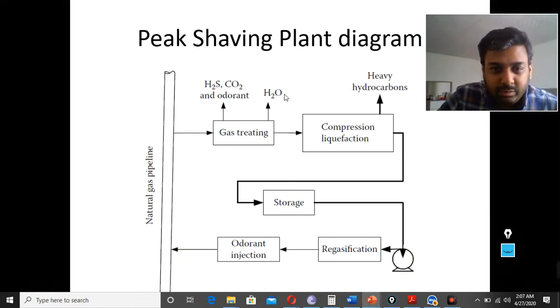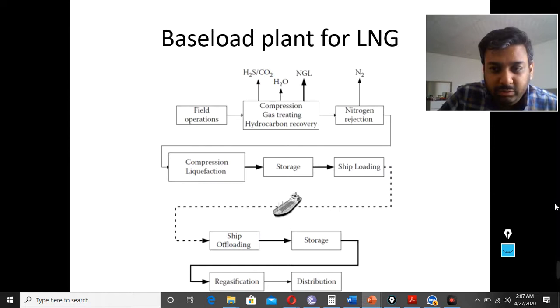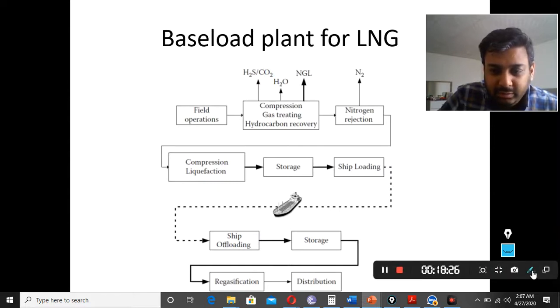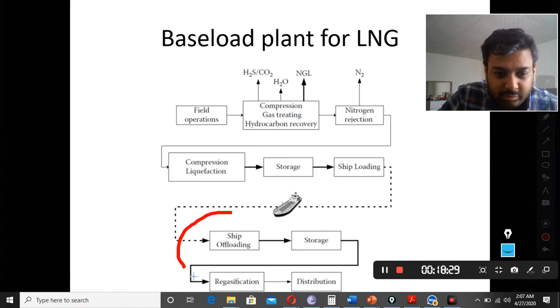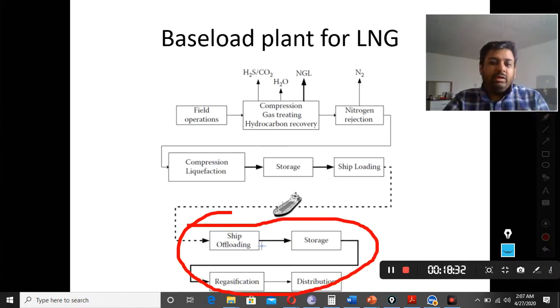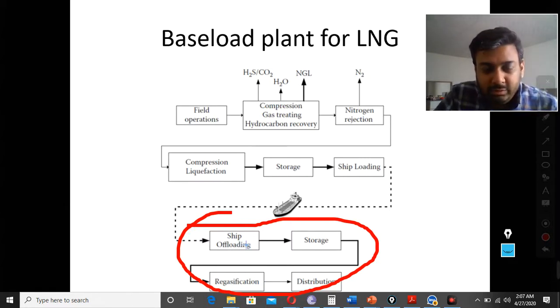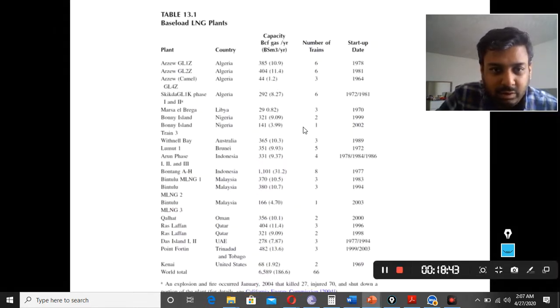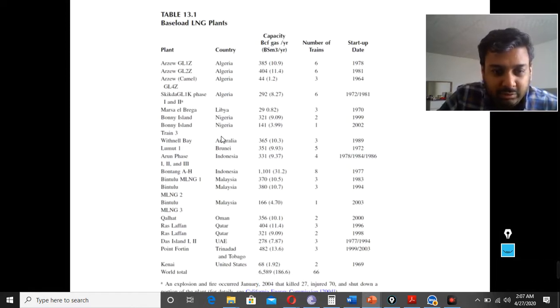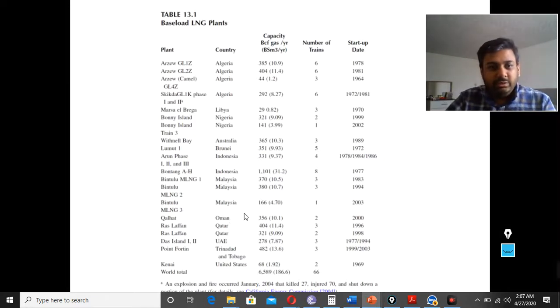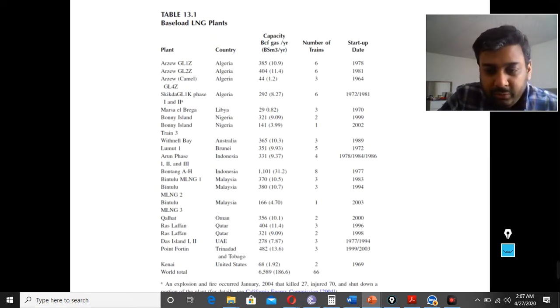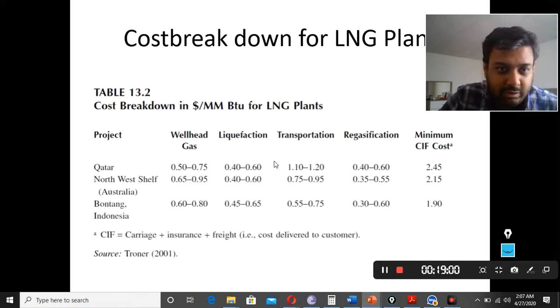Then this is the base load plant. The base load plant, as I said, mainly depends on this part, because it has the storage and regasification. These are usually located in the buyer's place, where the buyer bought the gas and has to regasify it and sell it and so on. Now look at this. These are base load plants where we have Algeria, Libya, Nigeria, Australia, Brunei, Indonesia, Malaysia, Oman, Qatar, UAE. They have all base load plants and they are using LNG. So it's quite popular. So it could be viable for Iraq also to follow the same as around the world.